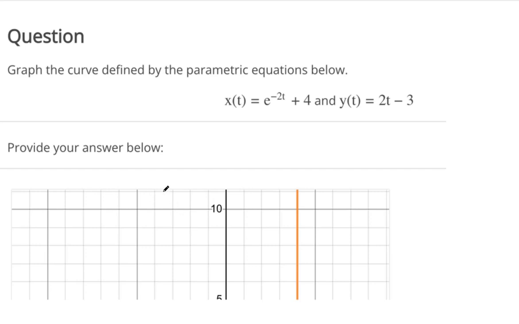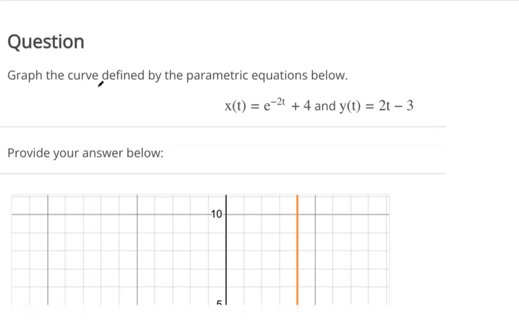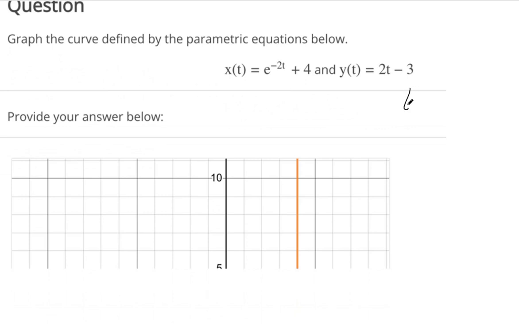So I wasn't able to pull this up in Newton. There's something wrong with the website, I guess. But to graph the curve by plotting points, I think is what this topic is called, you'll just want to plug in some points in for t and see what it spits out for x and for y.